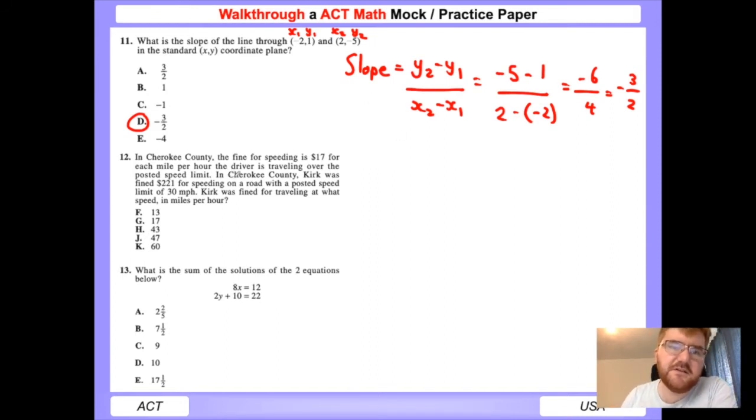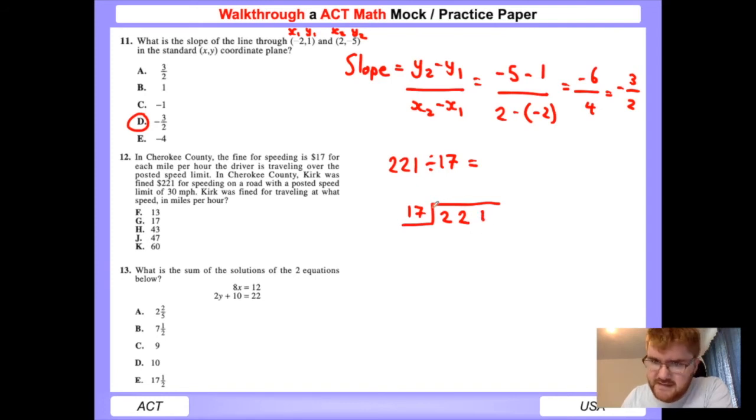So the first thing we need to do here is we've got some multiple of 17, because every mile you go above the speed limit, you get fined an extra multiple of 17, and that gives us 221. So we need to do the calculation of 221 divided by 17 to work out how many miles over the speed limit Kirk was. Now the way I would do this is using long division. So I'm going to do it the way that we do in the United States.